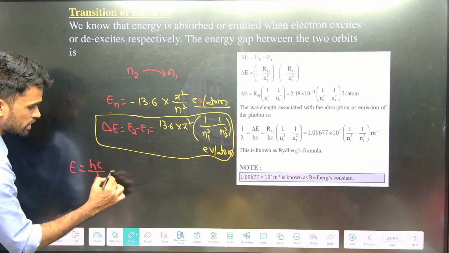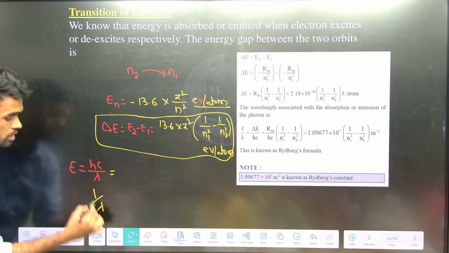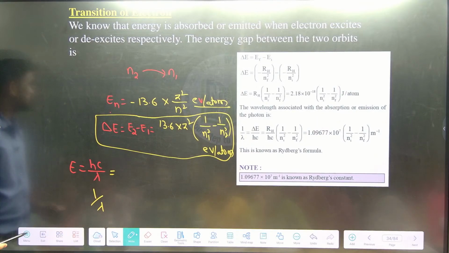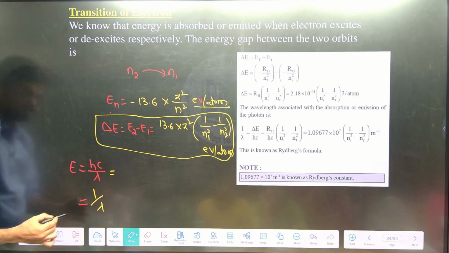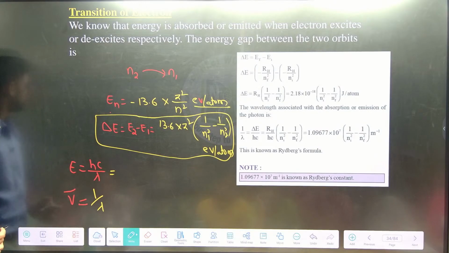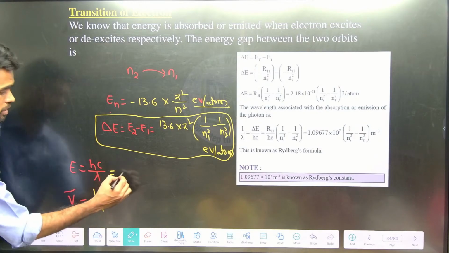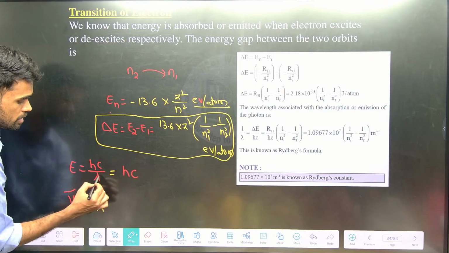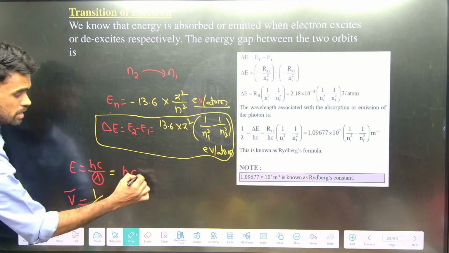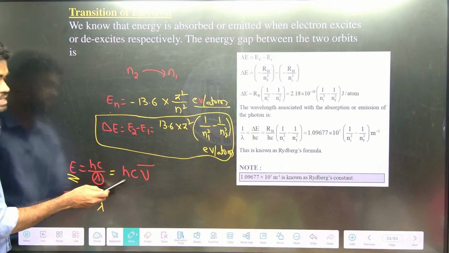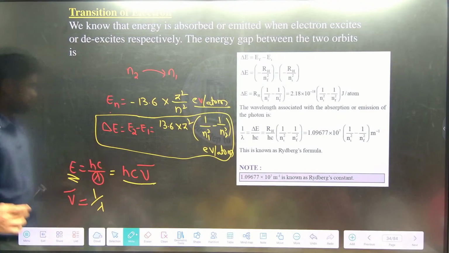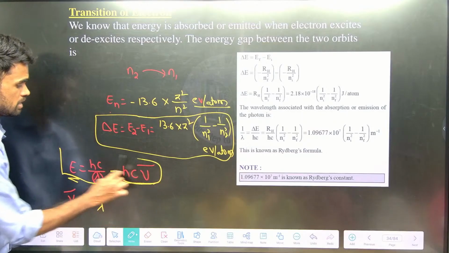C by lambda is frequency, but 1 by lambda is called wave number, indicated with the symbol nu bar. So here I have hc times 1 by lambda, which I write as nu bar. So energy equals hc nu bar.